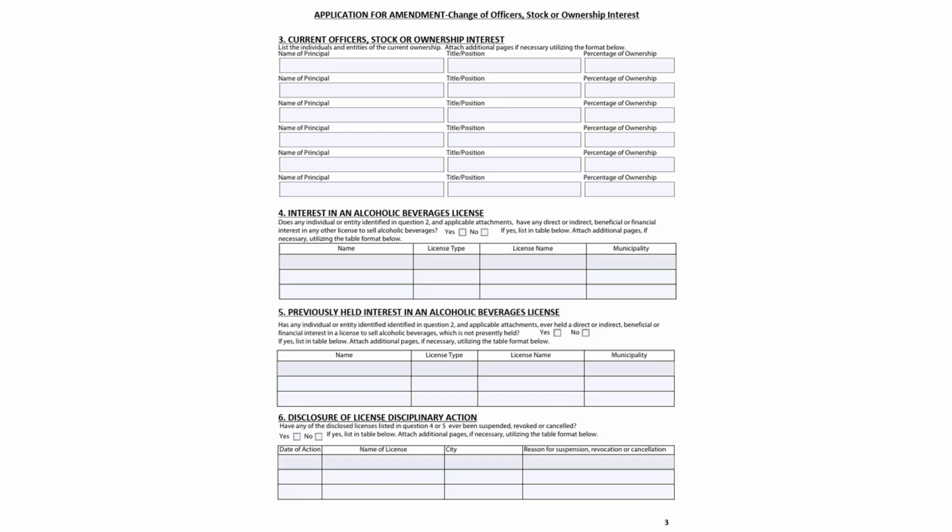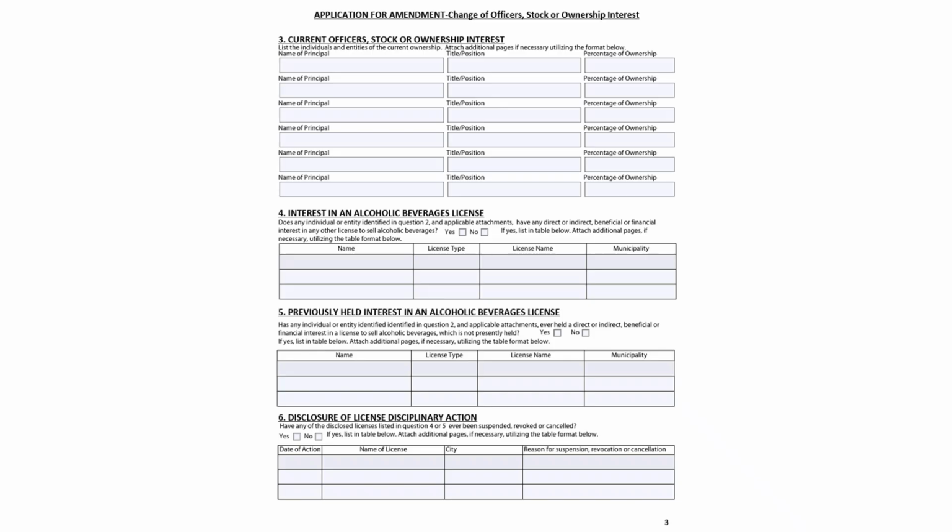leave this table blank. Question 5 asks if any individuals or entities in question 2 and applicable attachments have ever held direct or indirect, beneficial or financial interest in a license to sell alcoholic beverages which is not presently held. If there are, check off yes and list the name, license type, license name, and municipality of the licenses that the individuals and/or entities in question 2 have held interest in. You may attach additional pages utilizing the same table format to answer this question fully if necessary. If none, you may check no and leave this section blank.